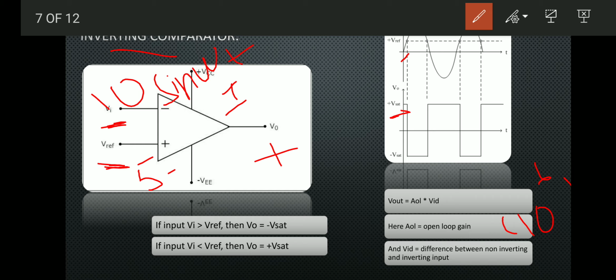Once the input goes beyond 5 volt, that is, if the input is 6 volt, in such a case 5 minus 6 is minus 1, so that the output would be minus V sat. That is, whenever the input voltage is greater than the reference voltage, then the output would be minus V sat. And if the input voltage is less than the V reference, then the output would be plus V sat.